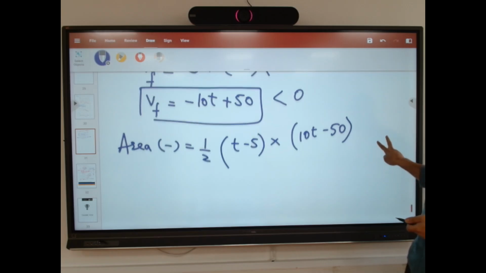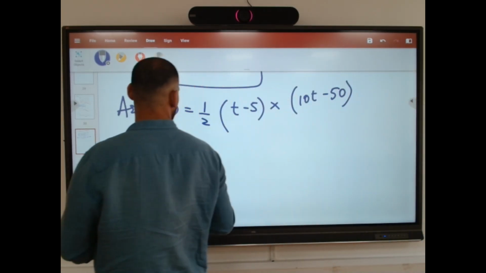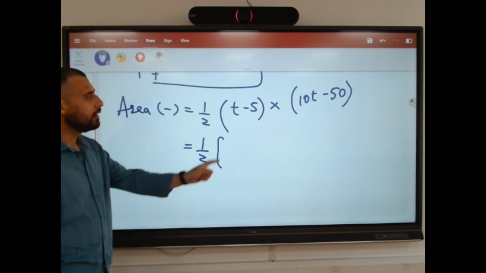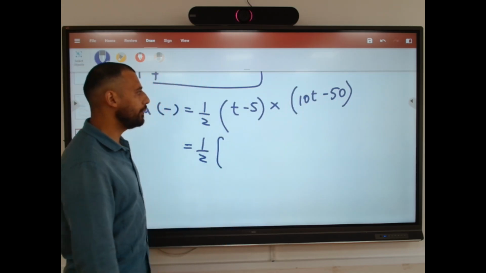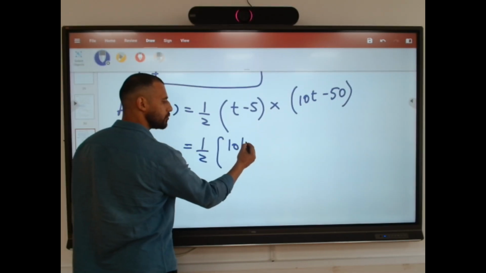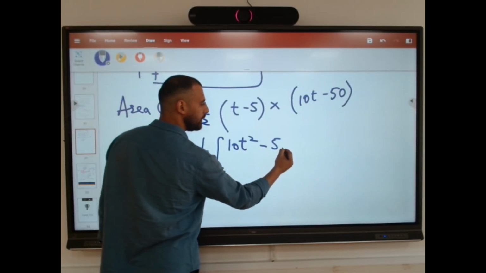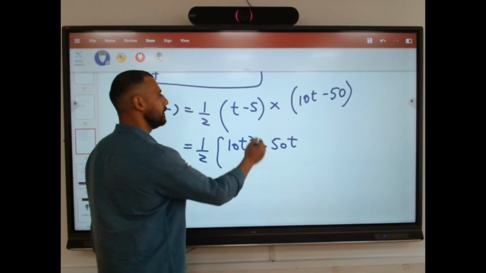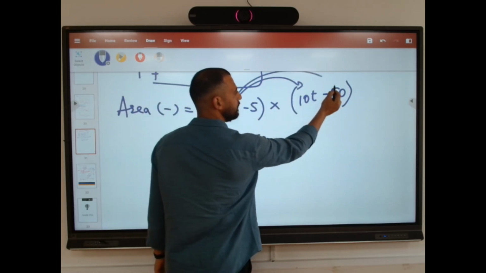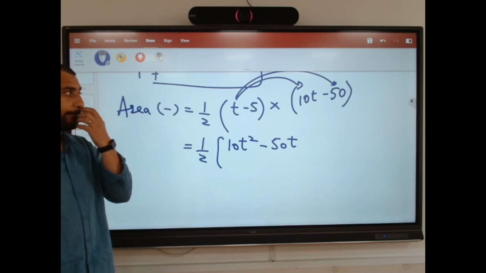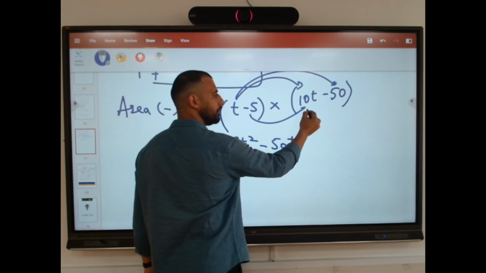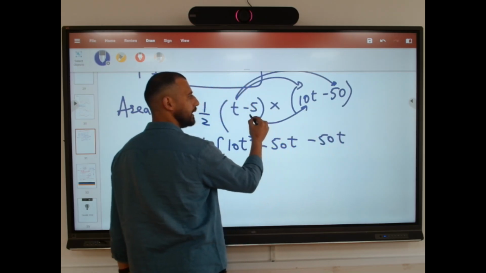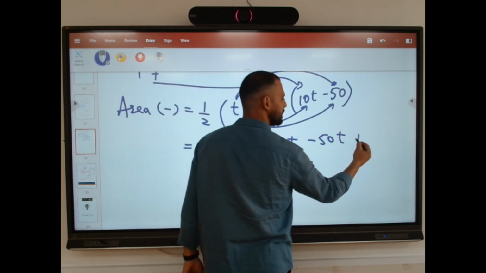So try to multiply it and give me the result. Yes, it would be half of. Tell me. First multiply t. How much is this? Is it 10t squared negative 50t? Yes or no? You take t, multiply it to 10t, you take t, multiply it to negative 50. Then, negative 5 multiplied by this is negative 50t, isn't it? And then negative 5 into this is plus 250. Is that fine?